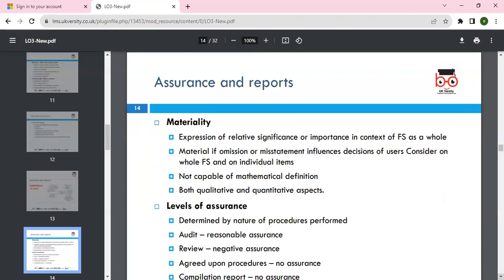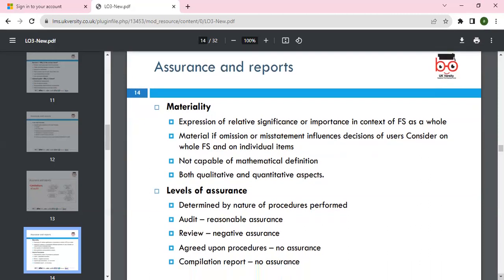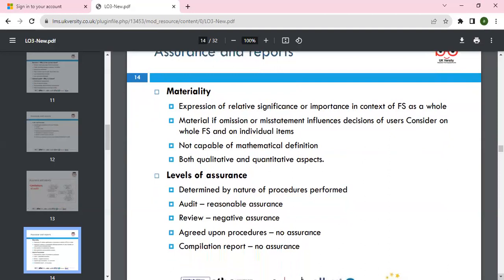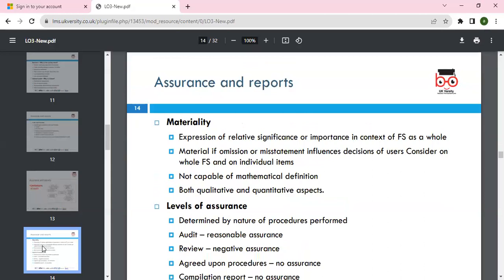So assurance and reports. Materiality is an expression of the relative significance and importance of financial statement items. It is material if the omission or misstatement influences decision making, which we had a discussion on. It is not capable of mathematical definition and has both qualitative and quantitative aspects. Levels of assurance: audit gives reasonable assurance, review gives negative assurance, and agreed-upon procedures give no assurance. In reports, no assurance can be given, which we need to look around.